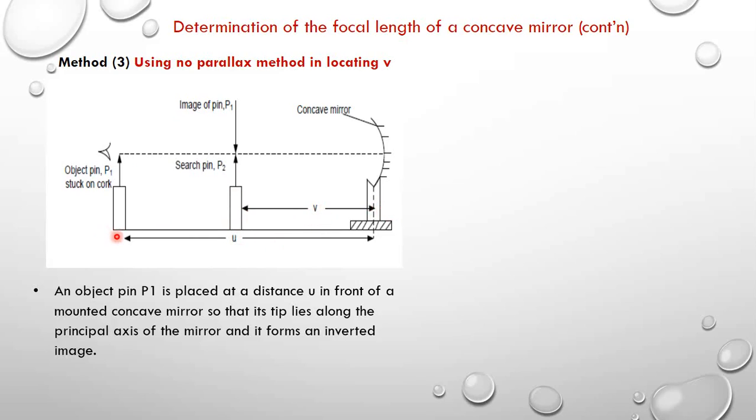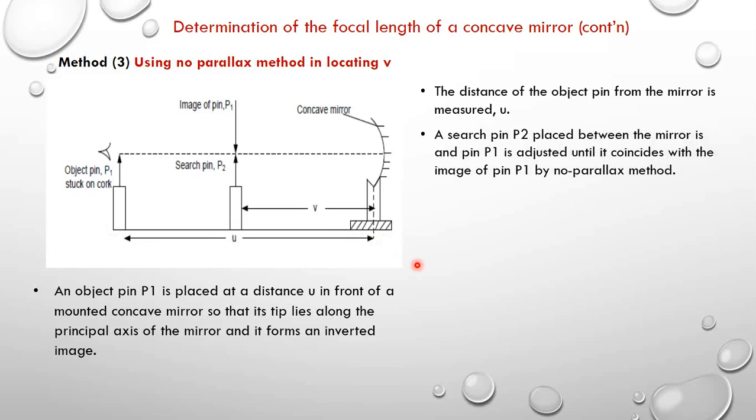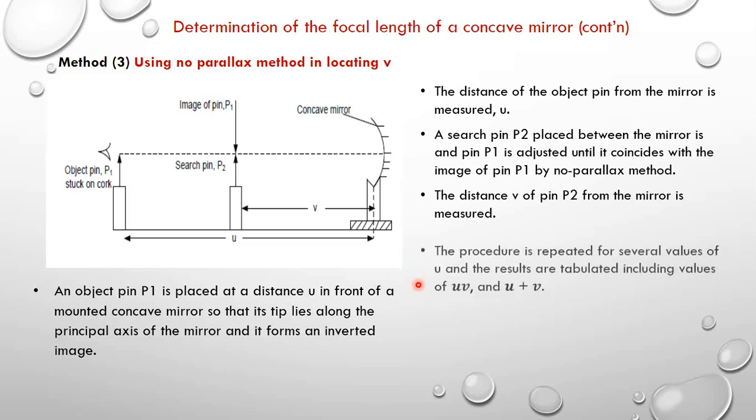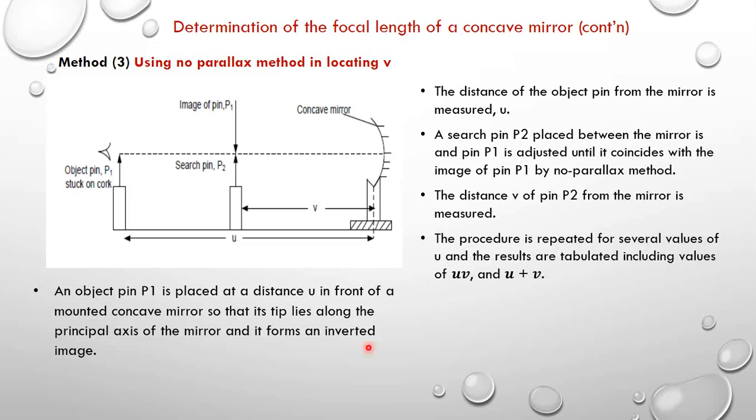Then the distance from the object pin up to the concave mirror, we shall record it as U. We need that distance U, and also the distance V, that is the distance from the search pin P2 up to the concave mirror. Then we are going to repeat the procedure to obtain different values of U and V, and tabulate our results, including values of U, V, UV and U plus V.